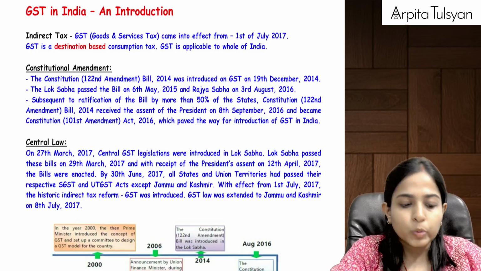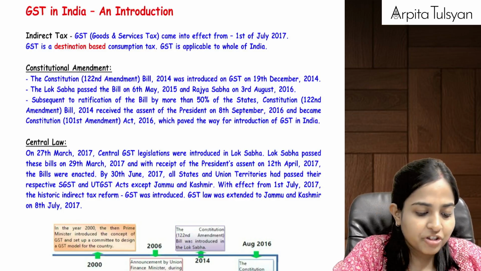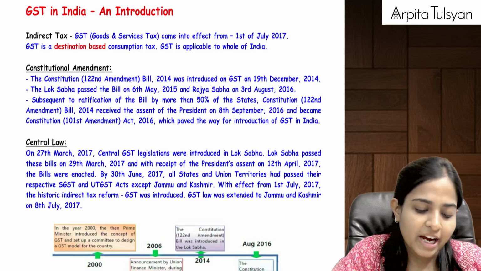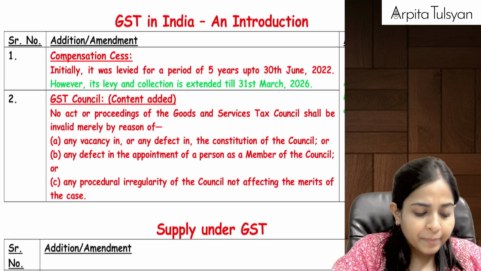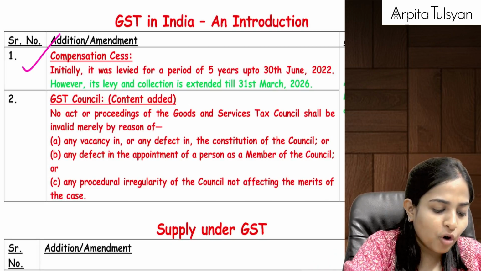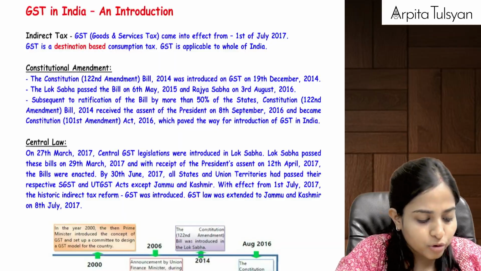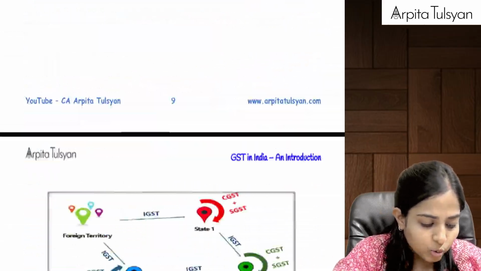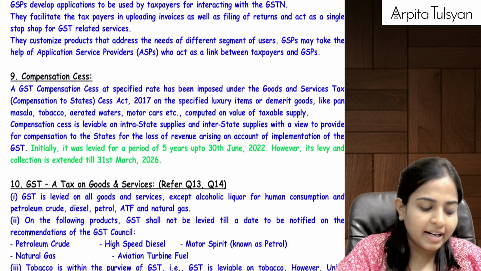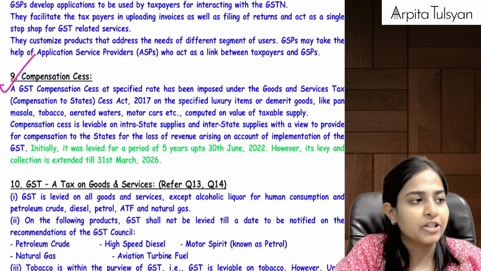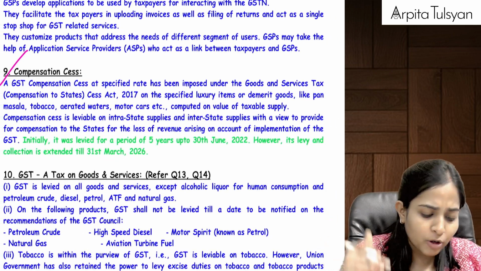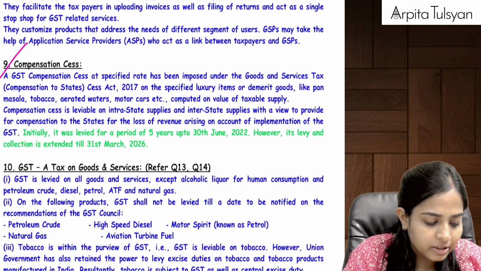Okay, so in the first chapter, that is GST in India and introduction, there are two things which I would like to add here. One is regarding the GST compensation cess. If you want, I can show it to you in the textbook also, so that you will be able to relate to it. In your textbook, you will have a paragraph called GST compensation cess. You can just find it in your textbook. If you're not able to find it, just pause the video and search for it.